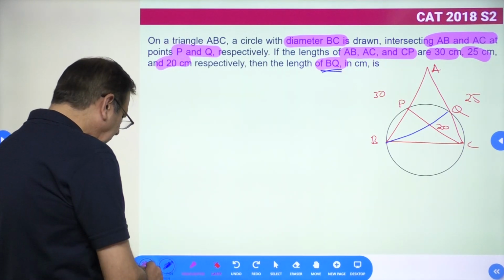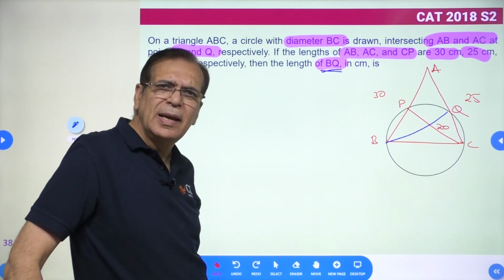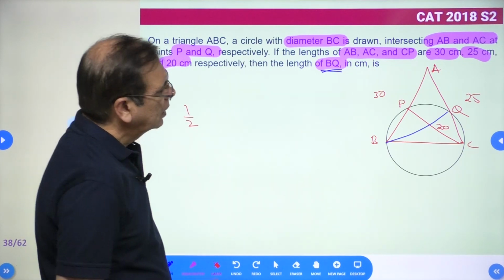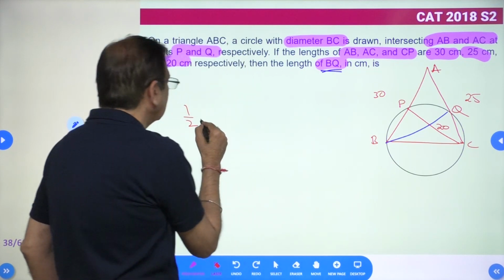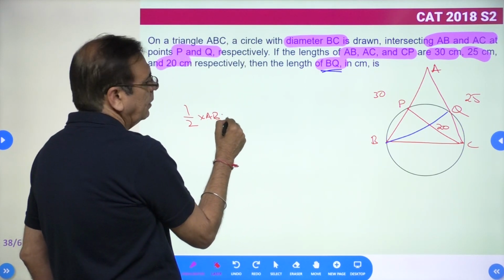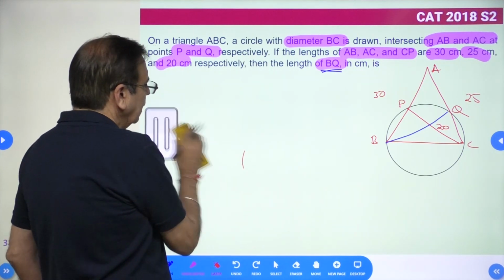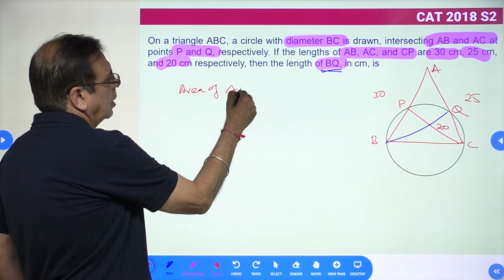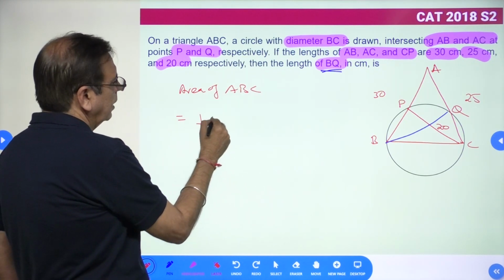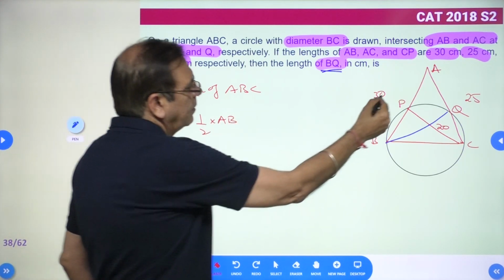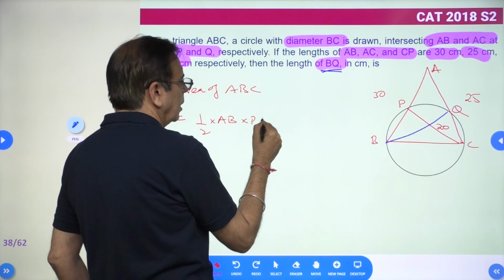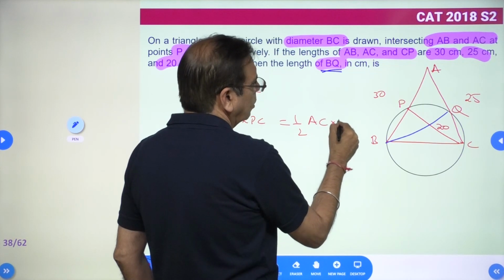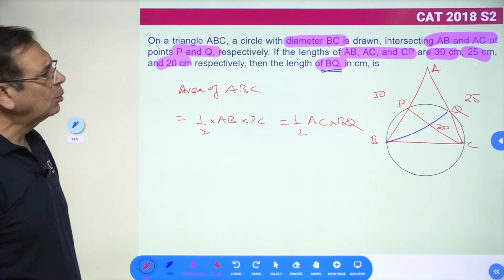Okay. Triangle hai na? I'm sure all of you know how to calculate the area of a triangle. What is the area of the triangle? Half base into height. So if I say AB is the base, the area of this triangle ABC is half into AB into PC. But this should also be equal to half into AC into BQ. यही तो है ना?